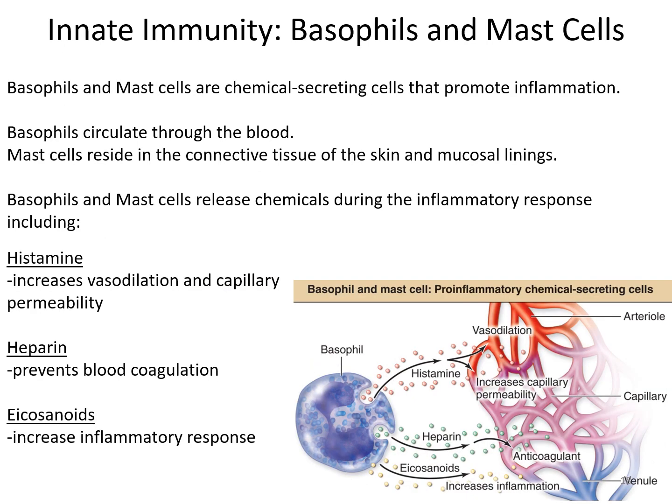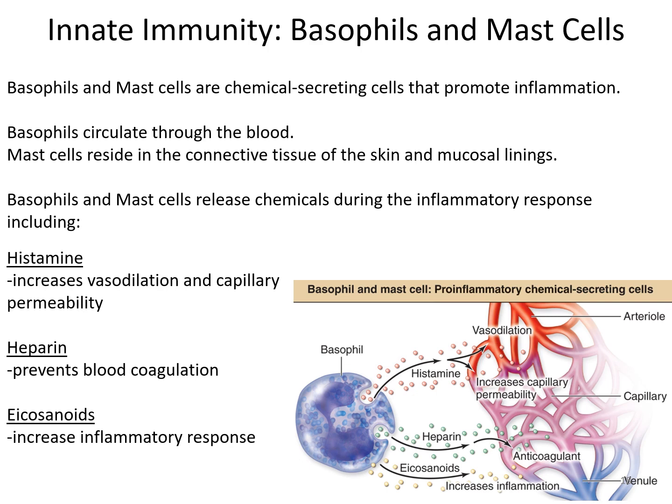Another type of cell that works non-specifically against pathogens is our basophils and mast cells. As opposed to the neutrophils and macrophages, these don't work by phagocytosis. These are chemical secreting cells, and the chemicals that they secrete promote inflammation. So typically our basophils are circulating throughout our blood. The mast cells tend to reside in the connective tissue of our skin and our mucous membranes, but both of them release chemicals during an inflammatory response.